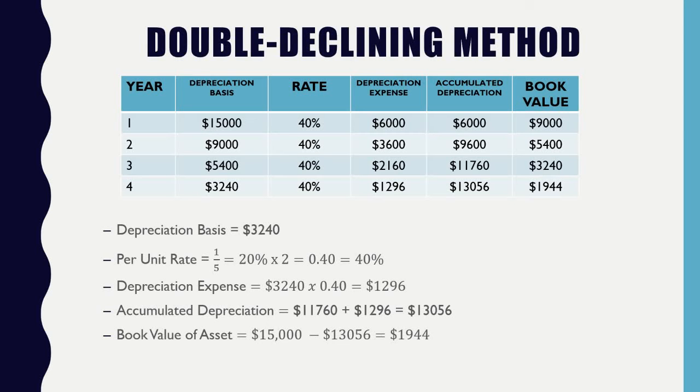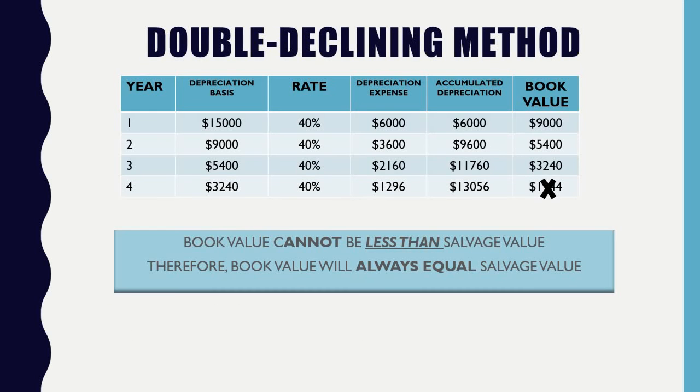Here, the only thing staying constant is the rate. Every single column is going to change. Your book value is always going to change, your depreciation expense is also going to change, and so on and so forth. But what you notice here is that your book value is now below the salvage value. In this case, that's unacceptable. You cannot ever have a book value that's lower than your salvage value.